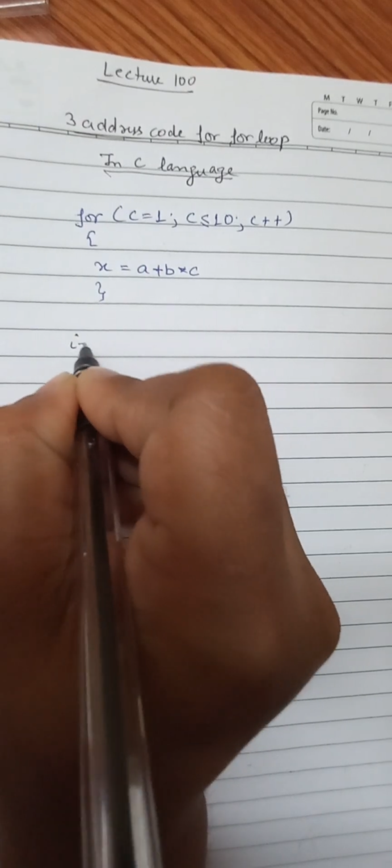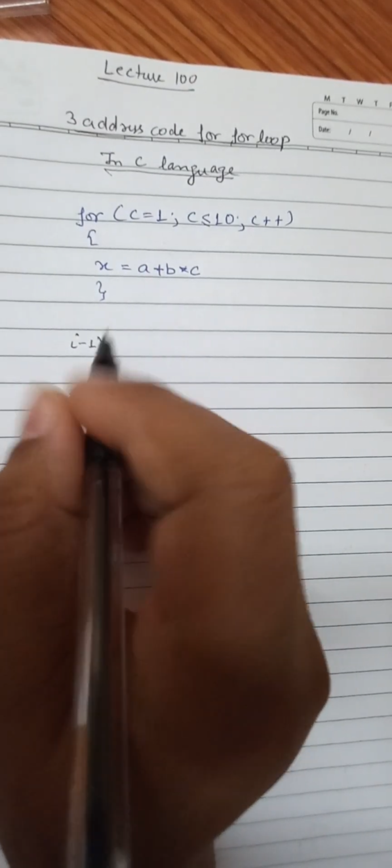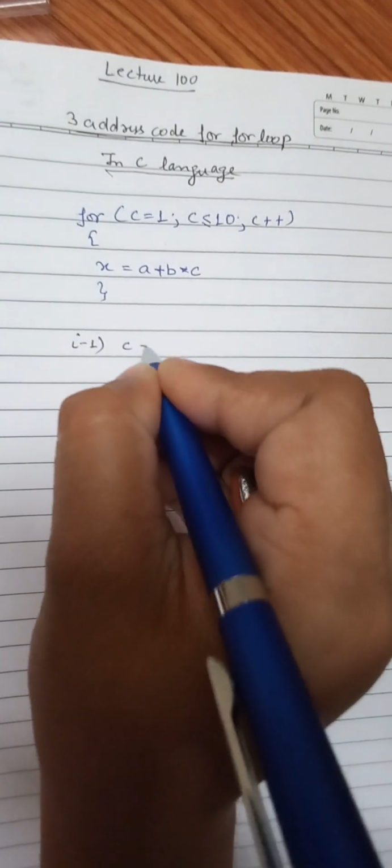So first, c = 1, we have to assign. So we are writing i - 1. It is up to you whatever way you want to write. So we are writing c = 1.